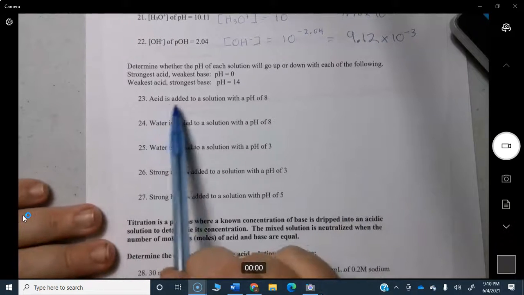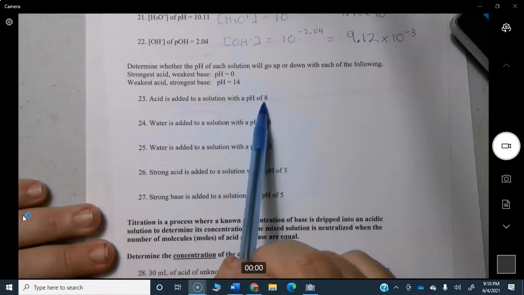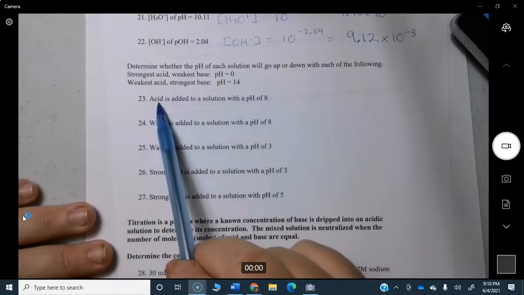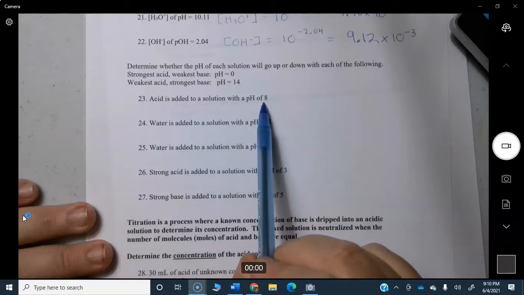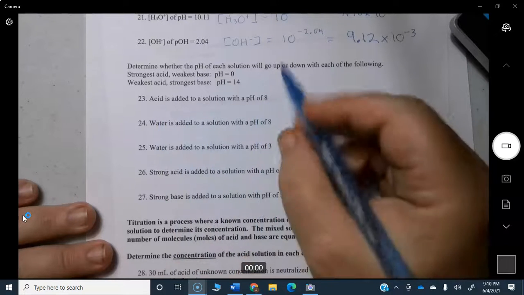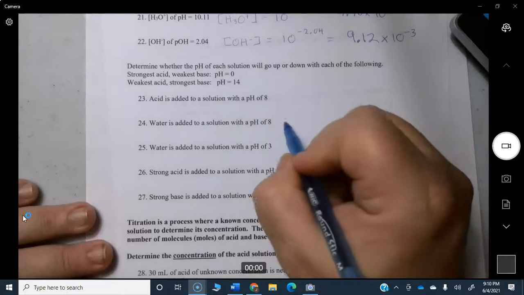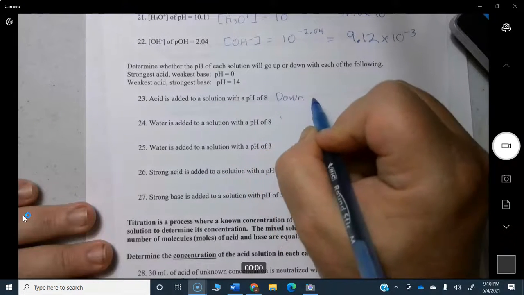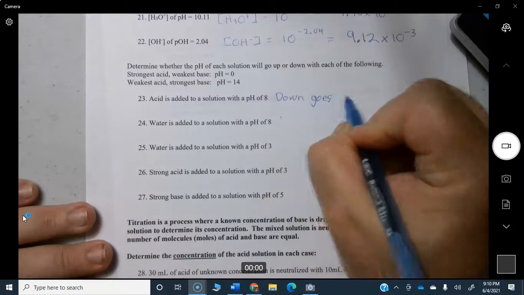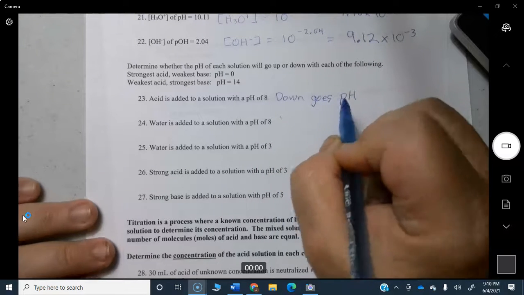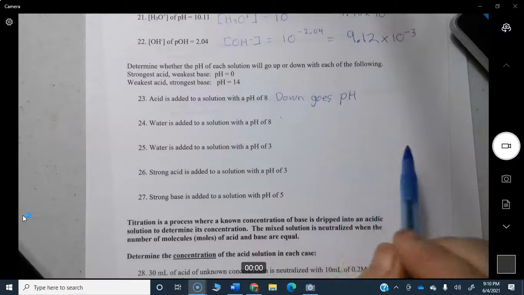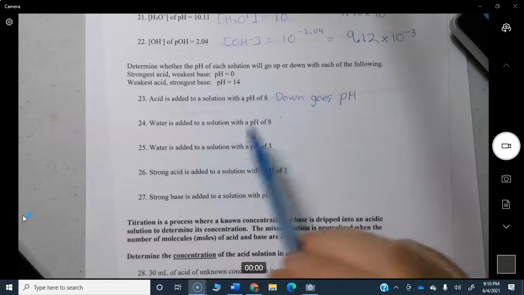Okay, so acid is added to a solution with a pH of 8. Well, a pH of 8 is a basic solution. It's greater than 7, so it's a basic solution. So if you add an acid to that, you're going to make it more acidic. So that means the pH is going to go down. What did I say? Up or down? So use the word down right here. pH is going to go down. I'll just write that out. Down goes pH. Okay? Who knows? We don't know how far, but it's going to go lower than 8. We know that. Okay, now you can just write up or down.